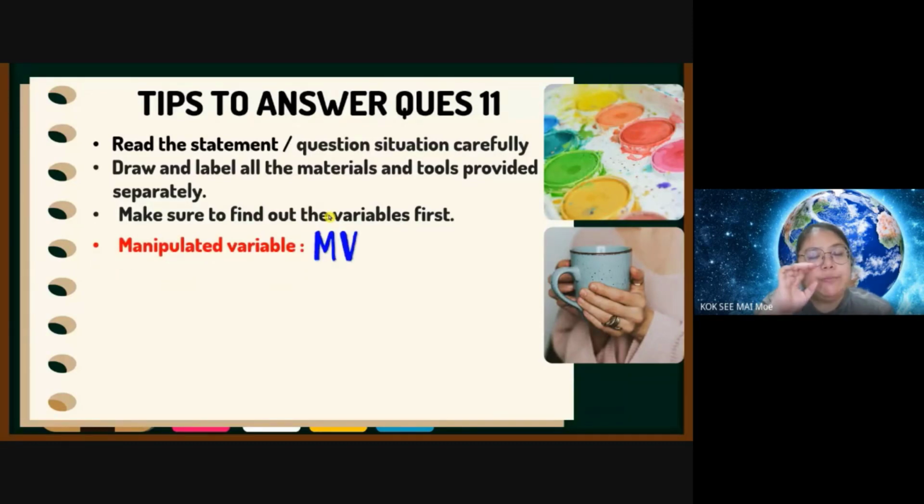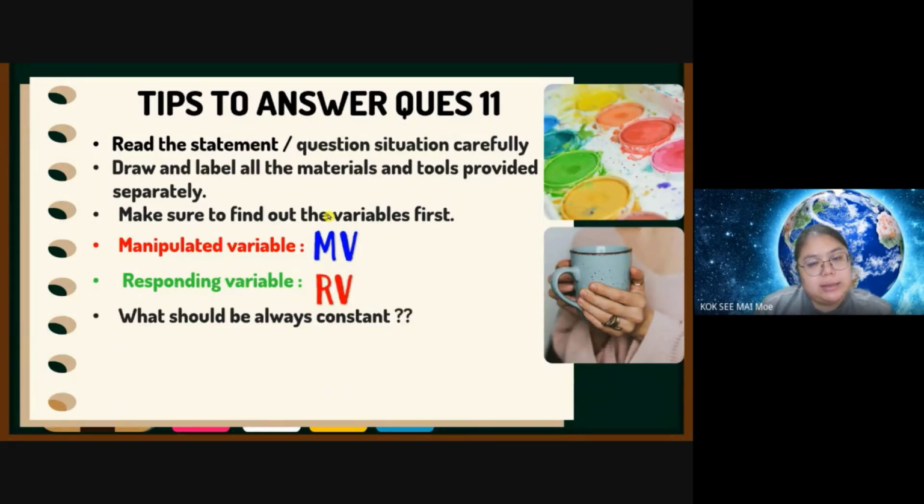Normally we say MV. MV is a short form. During the exam, you cannot write MV. You need to write manipulated variable. Okay, after that, the second one should be the responding variable, RV. Okay, full sentence. Okay, number 3, then later number 3.